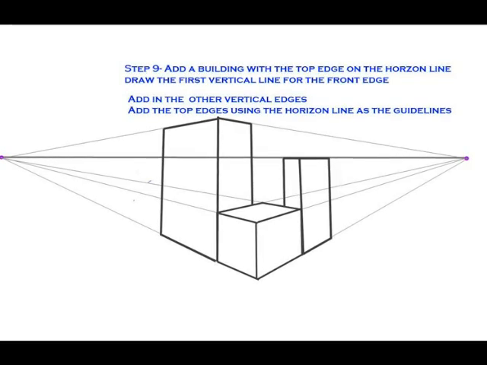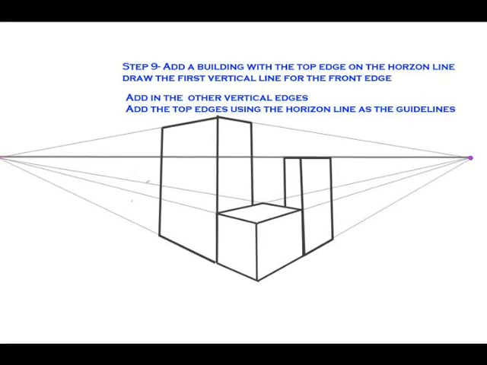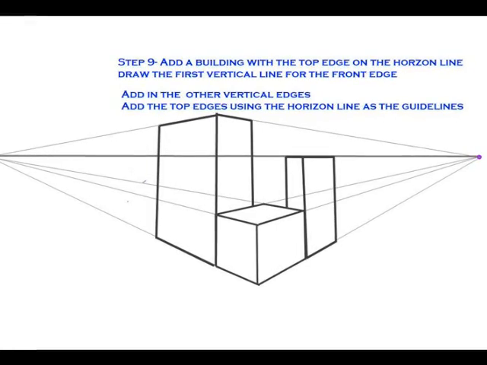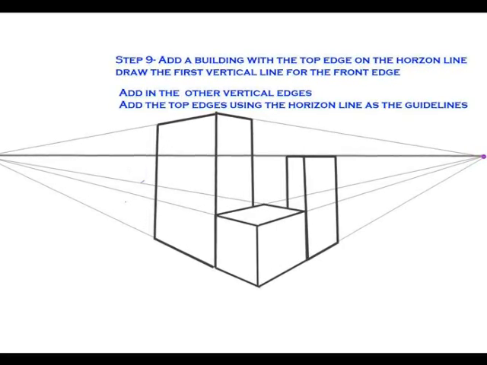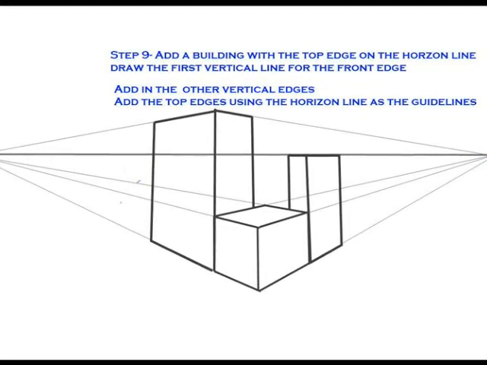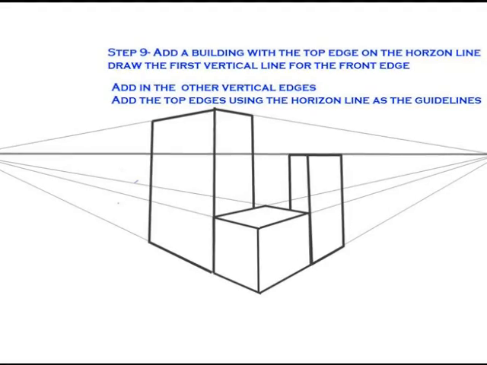So even though the top of this building is flat, you still get that three-dimensional feeling because the bottom is not. Okay, it's following to those points. So that's what a building looks like that's right on the horizon line.